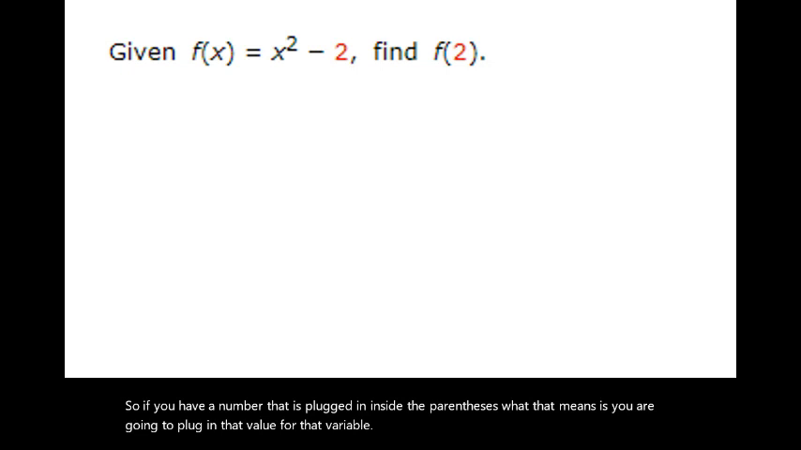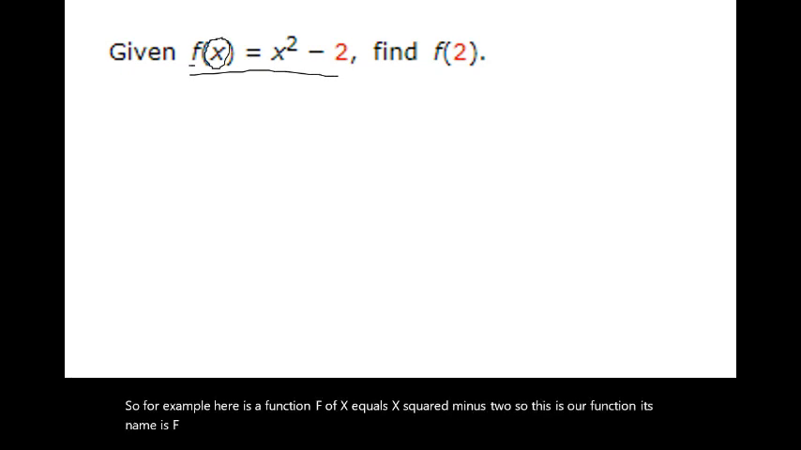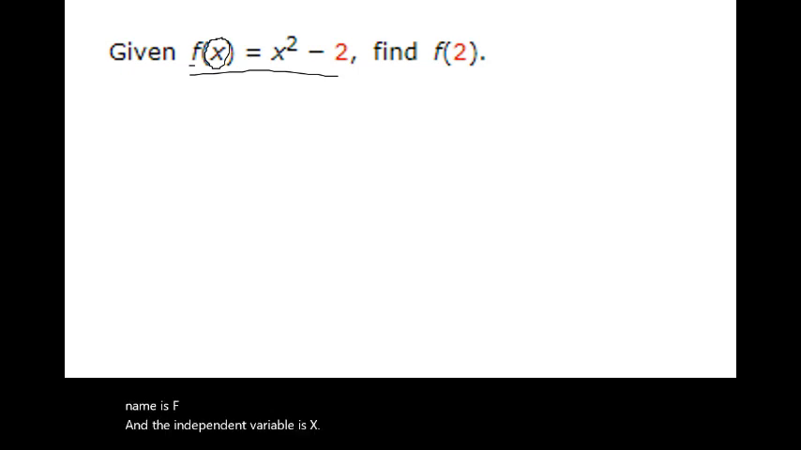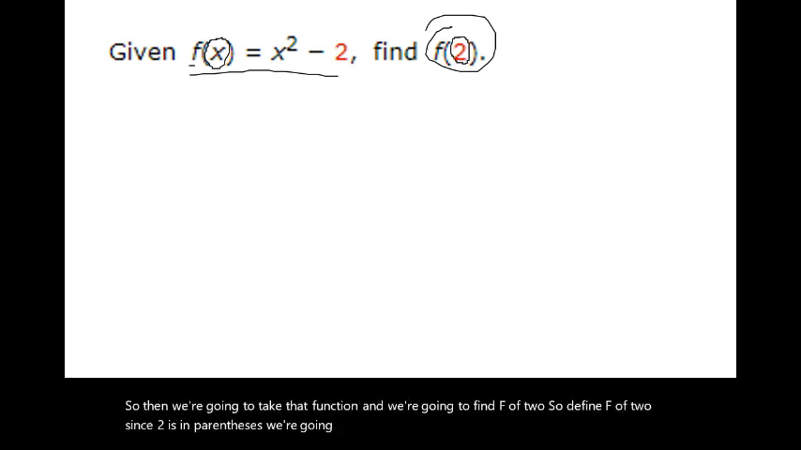For example, here is a function, f of x equals x squared minus 2. Its name is f, and the independent variable is x. Then we're going to take that function and find f of 2. To find f of 2, since 2 is in parentheses, we're going to take 2 and plug it into our function into every single spot that we see an x.